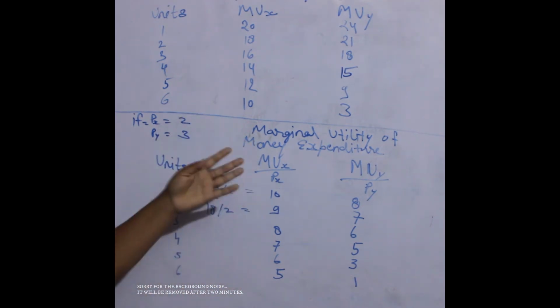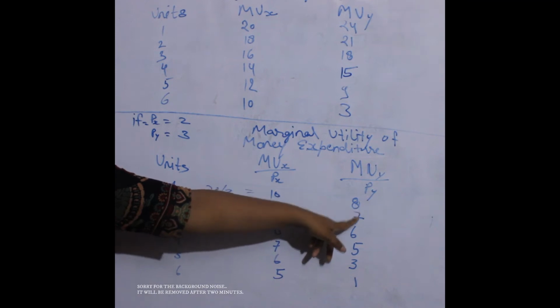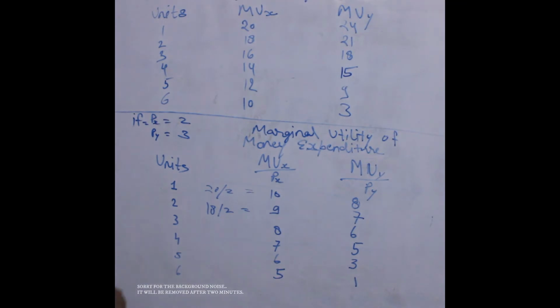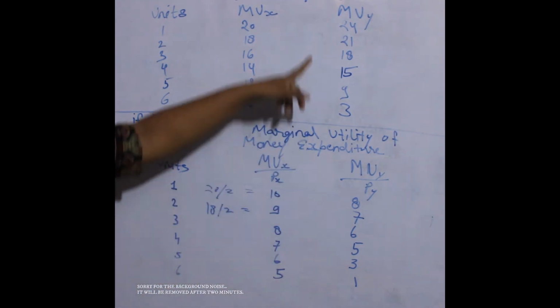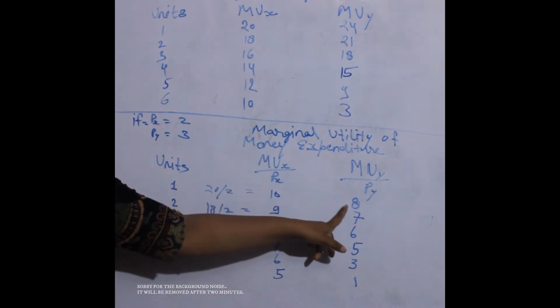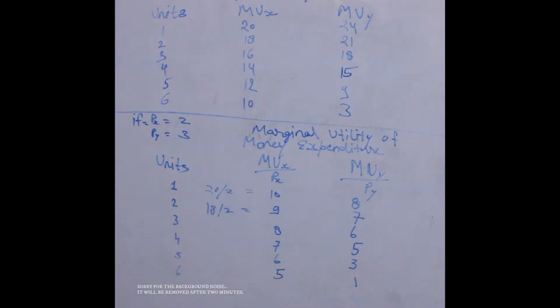We need to divide 24 by 3, and if we do that, we will get 8. And what is this 8? It represents the marginal utility of the money spent on the first unit of the commodity Y. So far, by dividing the marginal utilities by the price of Y, 3, we have got these numbers: 8, 7, 6, 5, 3 and 1.